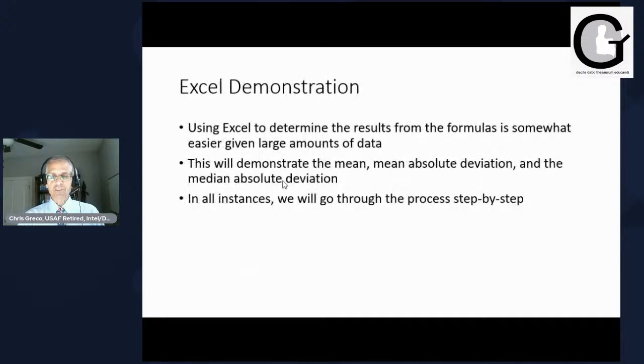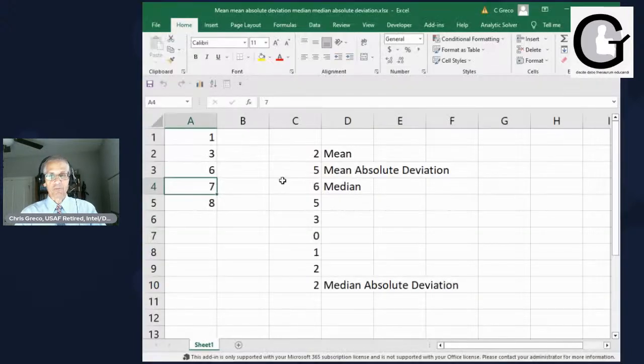So let's do an Excel demonstration to show you how each of these things work, as well as showing you some of the formulas and everything else to go along with that, so you can set up your Excel worksheet to take care of your data. And I think we'll go through that, and that will help you to figure all that out. So let's start first of all with the mean.